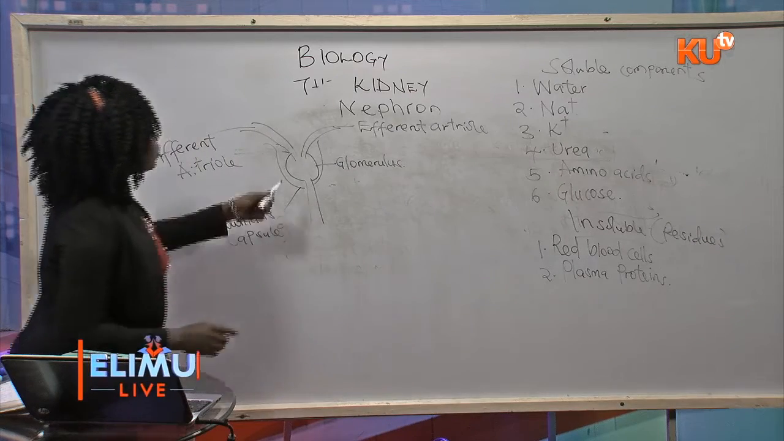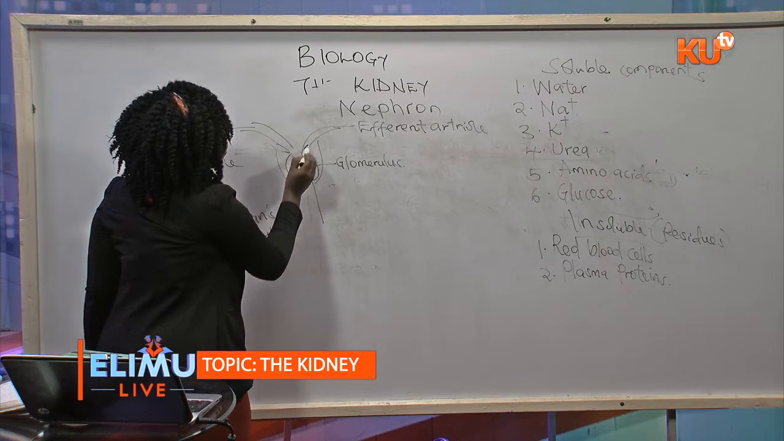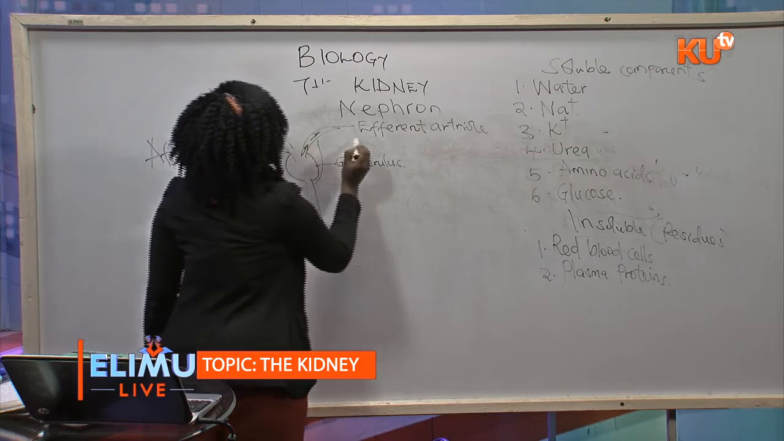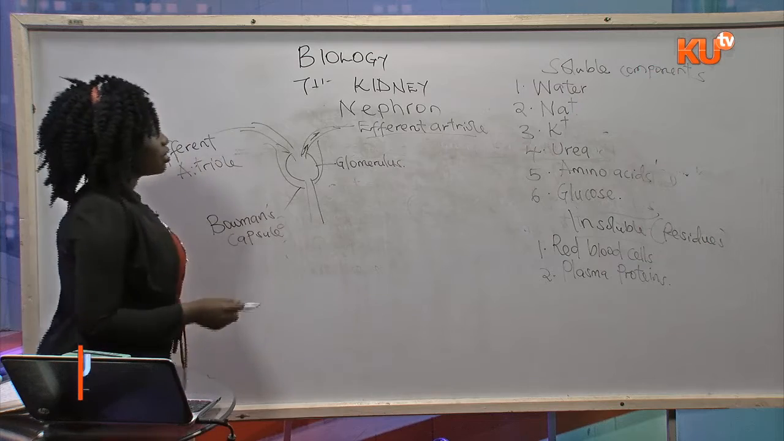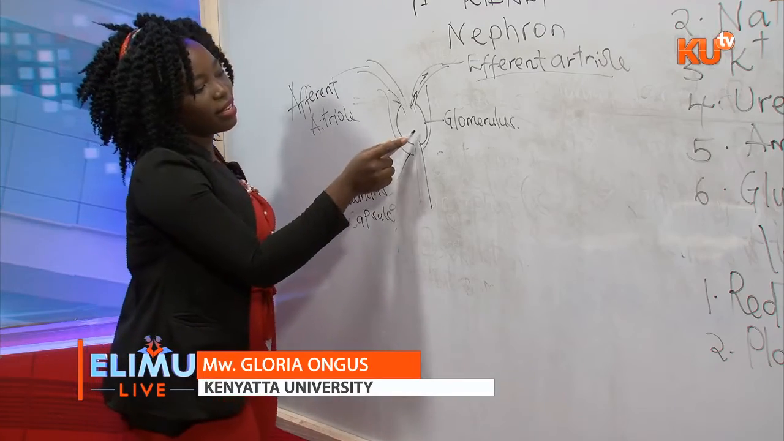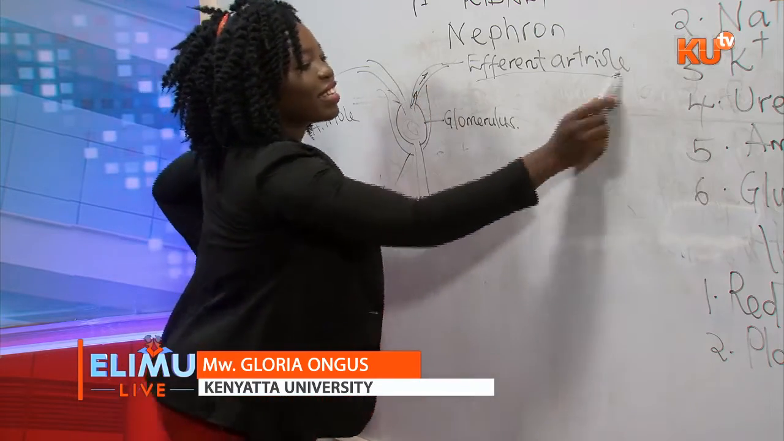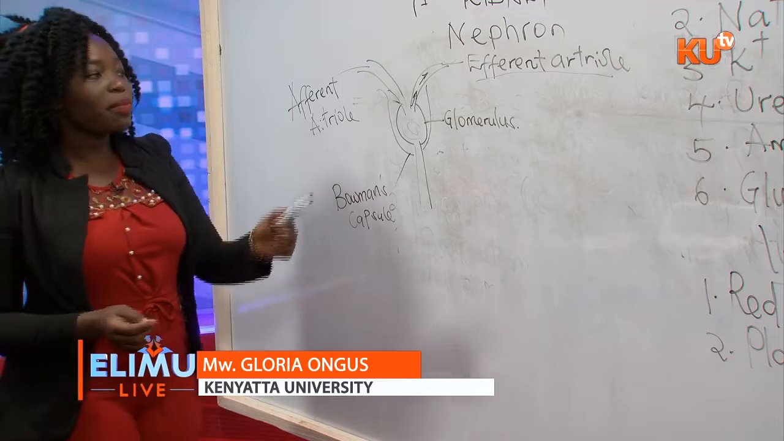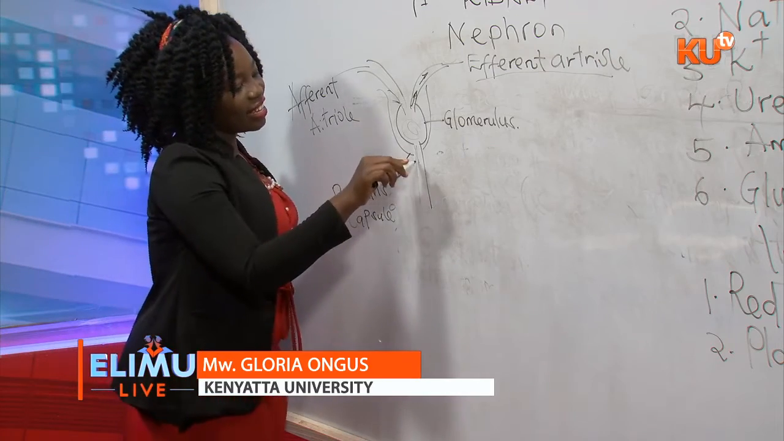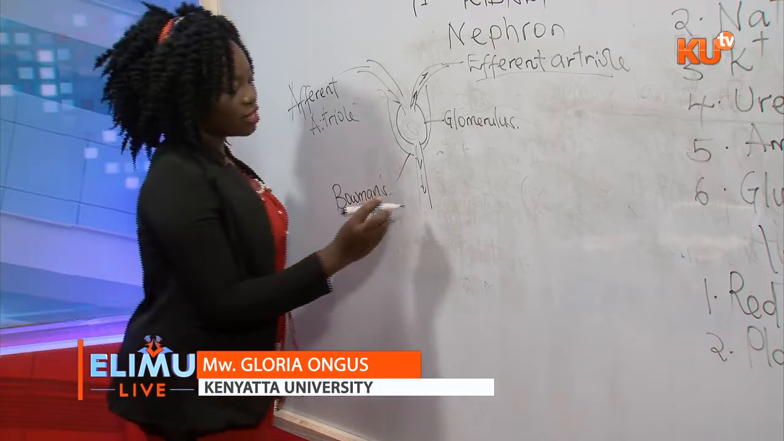And the residues, they do not just remain at the glomerulus, they are taken out through the efferent arteriole. The soluble components of the blood are then taken into the proximal convoluted tubule.